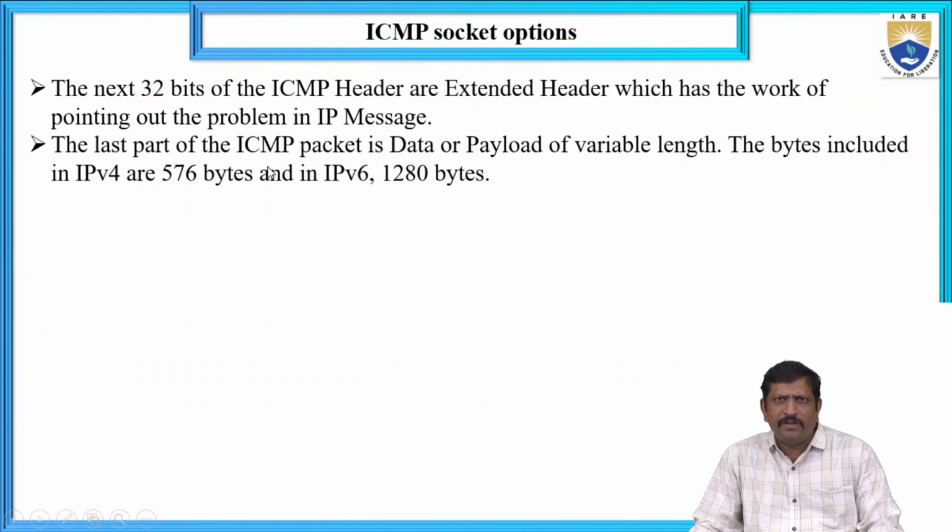The last part of the ICMP packet is the data or payload of variable length. The bytes included in IPv4 are 576 bytes, and in IPv6 it is 1280 bytes. Now we are using this part of the ICMP packet, that is the data or payload of variable length.